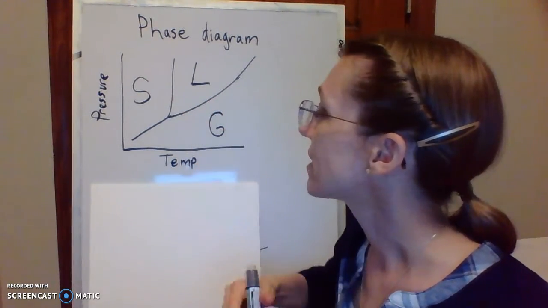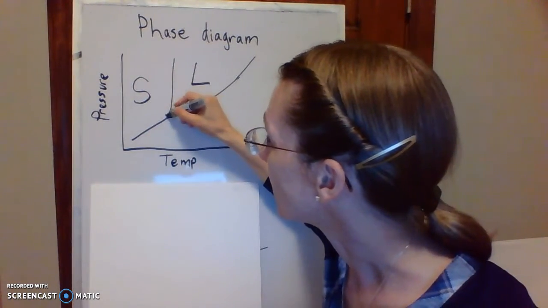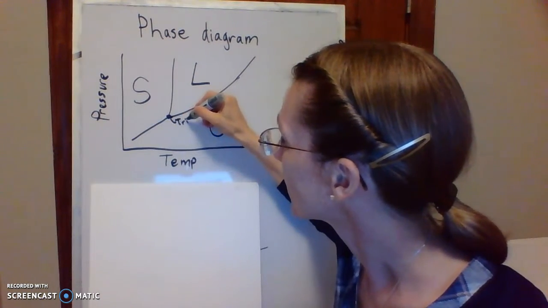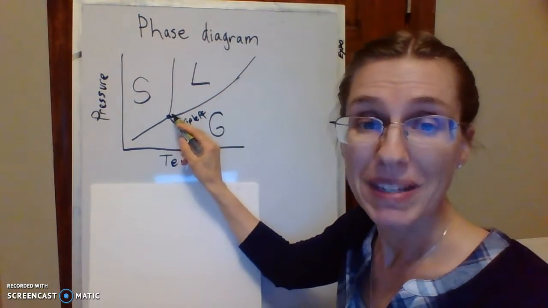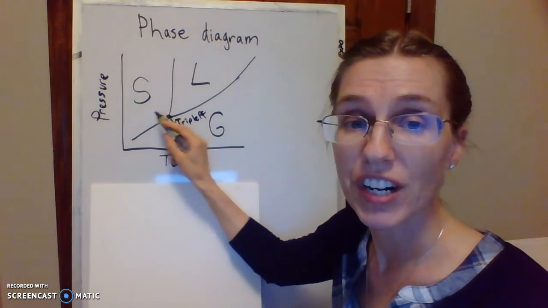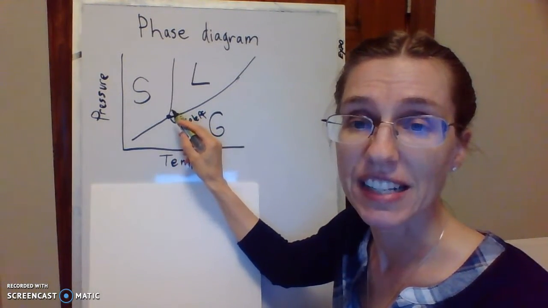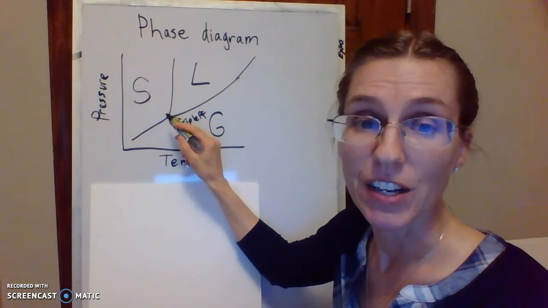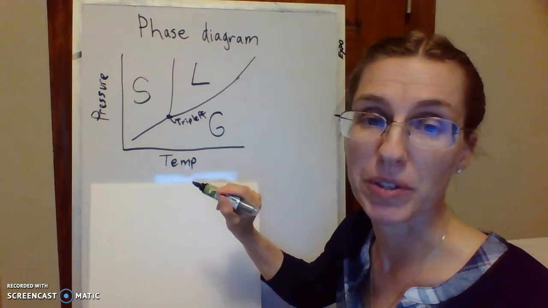There are a few points that are very important on this line that you should be able to label. This one right here is called the triple point. It is important because it's the one pressure and temperature that all three states of matter are in equilibrium at. So we have solid, liquid, and gas at that particular pressure and temperature.